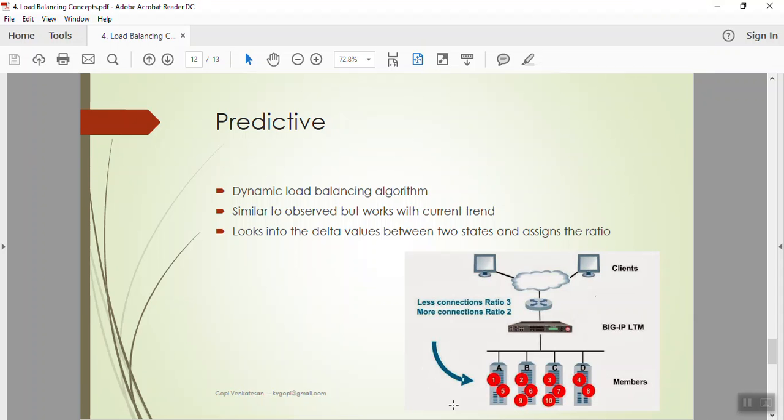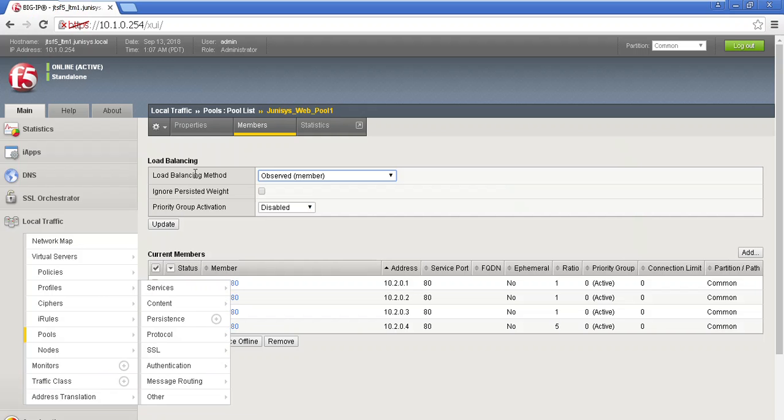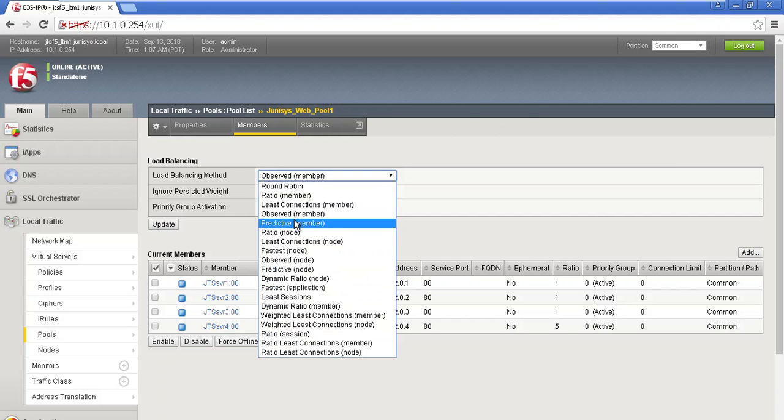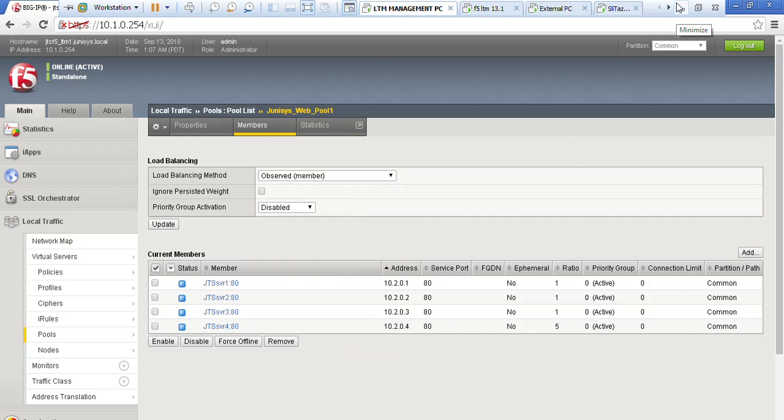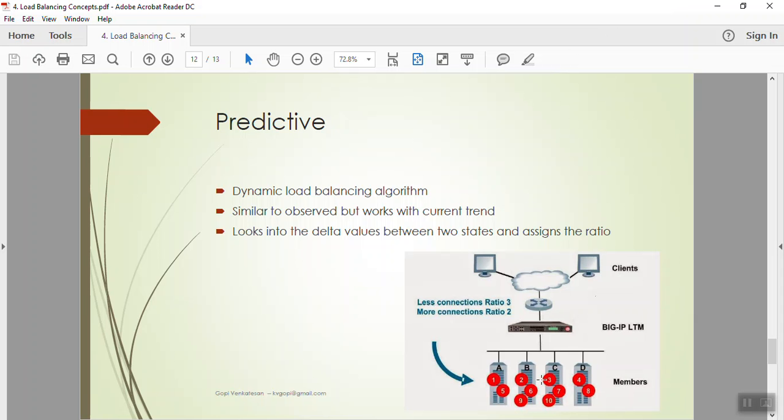So I know that you will know where you have to go and select predictive. You have predictive member. You also have predictive node. So you can select any of these options as per your requirement. Say OK, and then you can get the results of it. So that's all about your predictive.